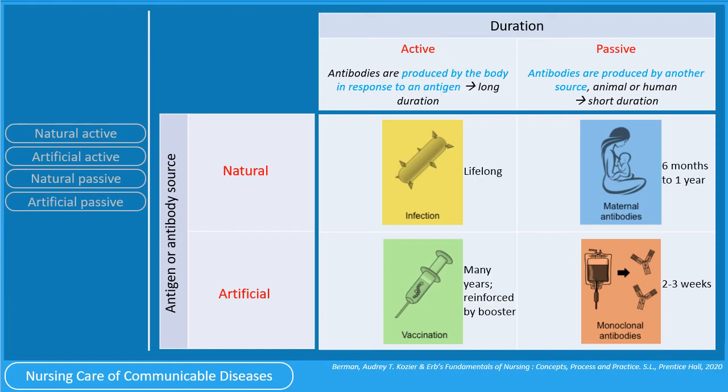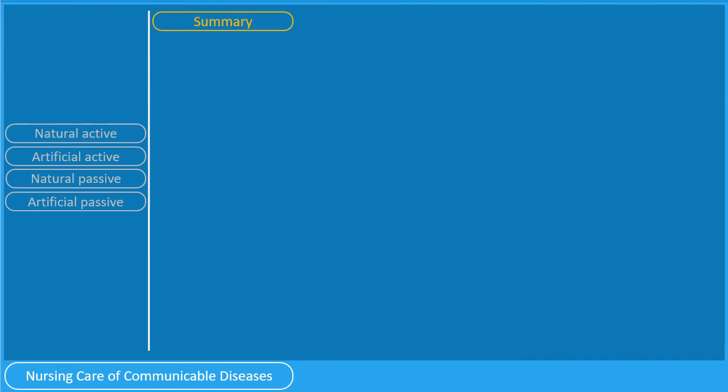So how long is long and how short is short? According to Koshir, natural active immunity may confer protection for a lifetime, while artificial active immunity may last for many years but may be reinforced by booster. Natural passive immunity may last 6 months to 1 year, while artificial passive immunity may last for 2 to 3 weeks. So that's it. Let us summarize.